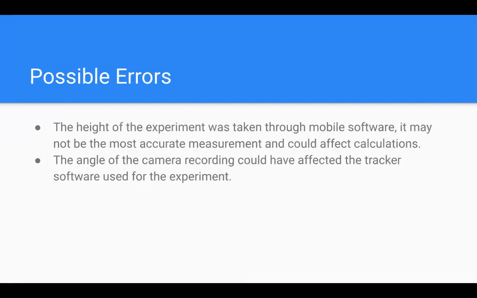Some possible errors that could have been made to affect the calculations and the results of this lab are that the height of the experiment was taken through mobile software, and it may not be the most accurate measurement and could affect calculations. I did not have access to a meter stick, which could impact some of our results and some of our values. The second possible error for this lab scenario is that the angle of the camera recording could have affected the tracker software used as well.